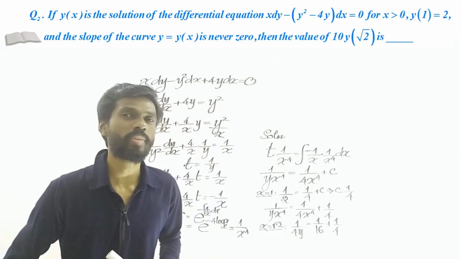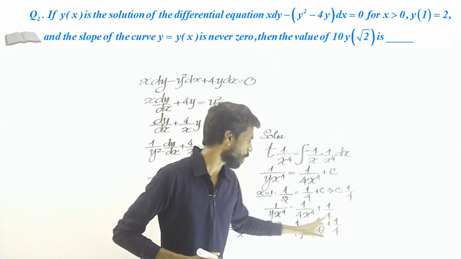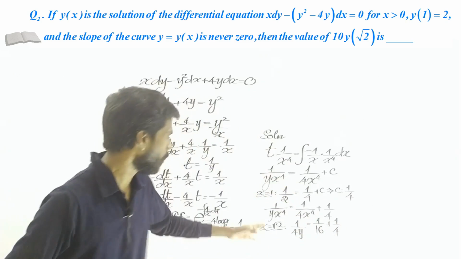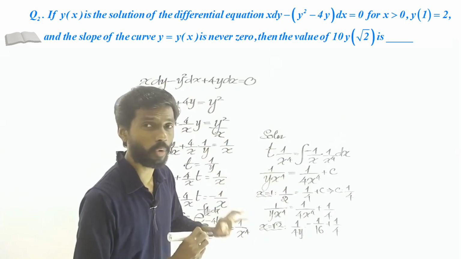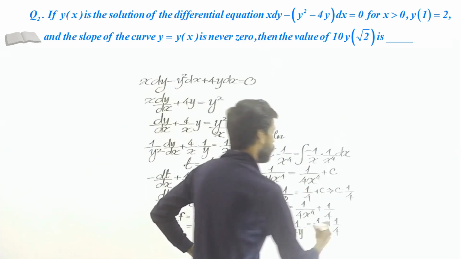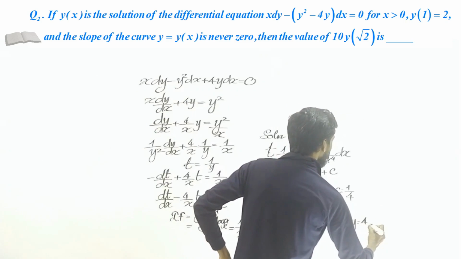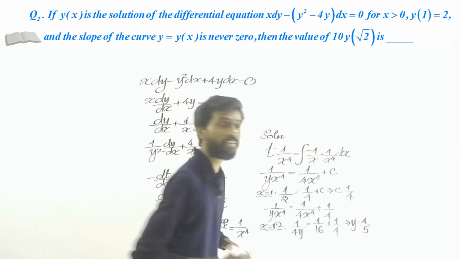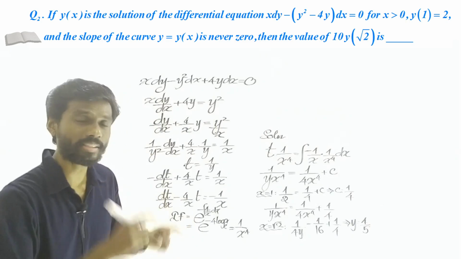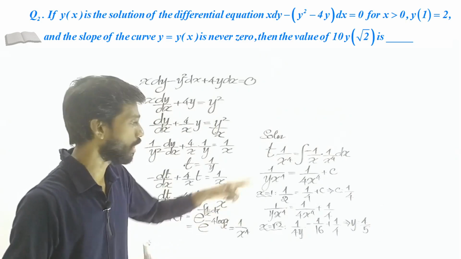If you simplify this, we get the value of y, right? So this is 4 plus 1, 5, divided by 16. If you cancel 4, it is 5 divided by 4. So that is the value of 1 by y. So we get the value of y, which equals 4 divided by 5. So 4 by 5 is the value of y at x equal to root 2. Y of root 2 is 4 by 5.